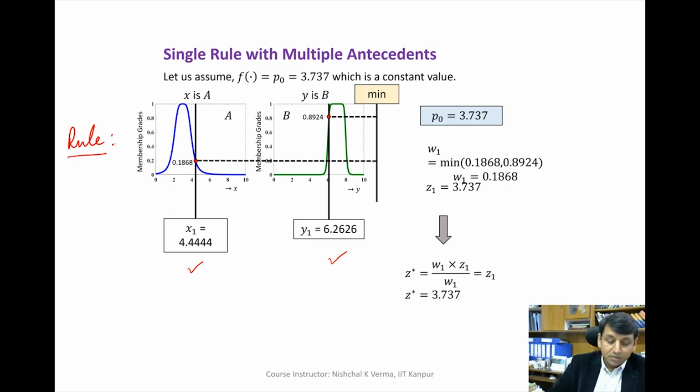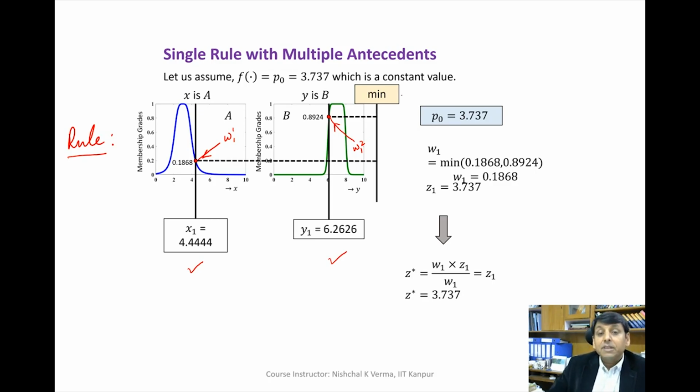So here also if we apply these two inputs, let's see now how to get W11 and W12 as the intersection points corresponding to X1 and Y1 respectively. And here we are taking min. Why are we taking min?